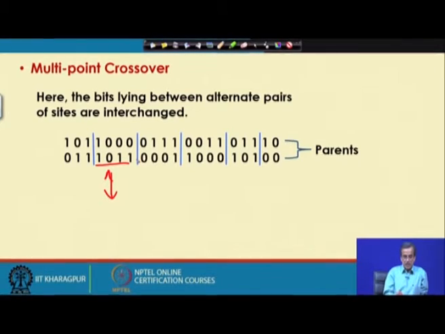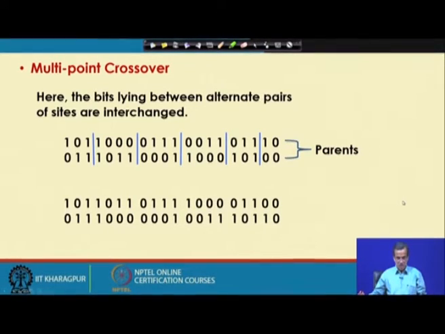The next is the bits lying between the second and third. There will be no change. Then the bits lying between the third and fourth, there will be swapping, and the bits lying between fourth and fifth will remain the same, and the bits which are lying on the right hand side of the last crossover site, there will be some swapping, and due to that, you will be getting the children's solution which is nothing but this. So, these are the children's solutions which we will be getting using the concept of this multi-point crossover.